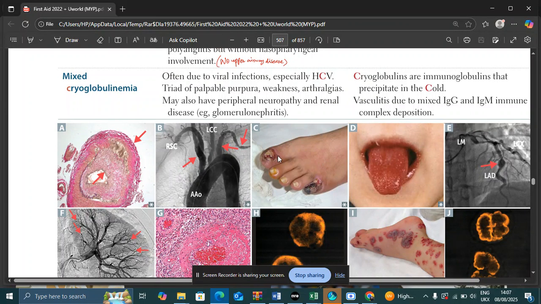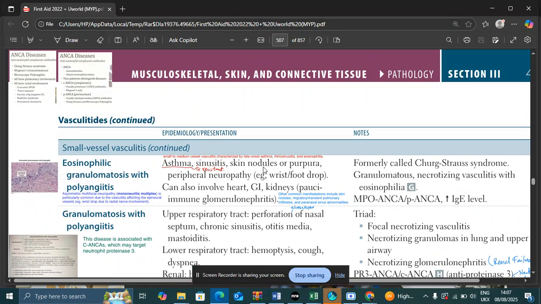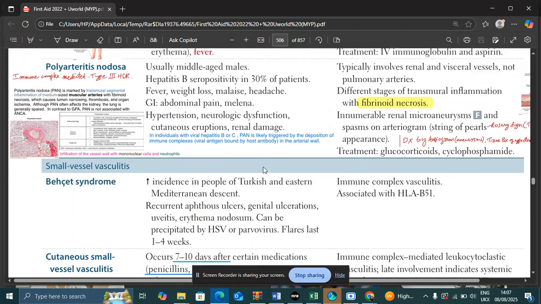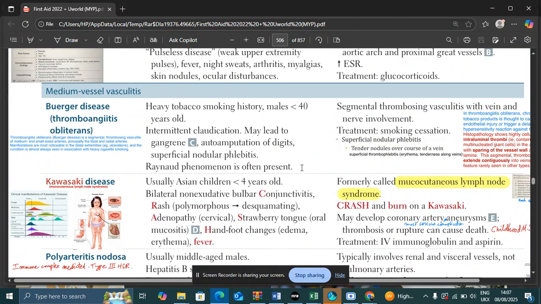Third, look at the gangrene and amputation of digits. Very important finding in thromboangiitis obliterans. Okay, you should also remember the histological findings we see in thromboangiitis obliterans. Try to memorize these things because they ask you questions.